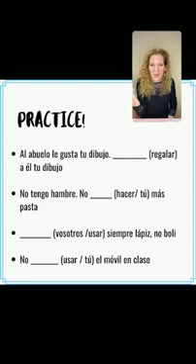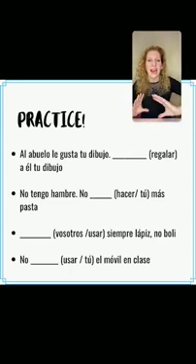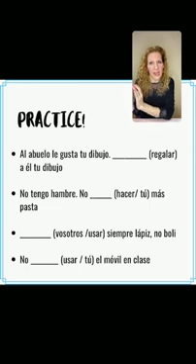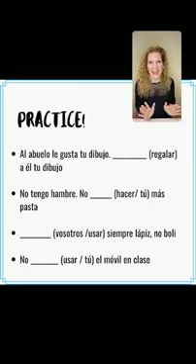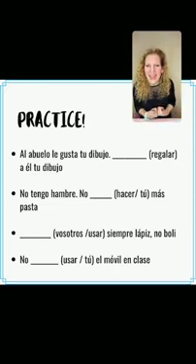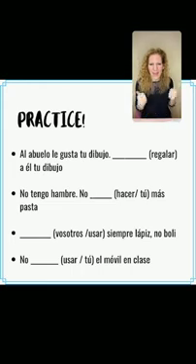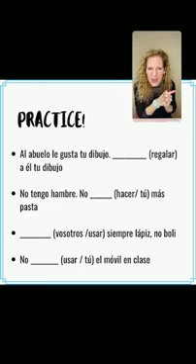Almost. Regálale, muy bien. Regálale. That's it. Okay, so remember, if I say regálale, I won't say a él. So, regálale tu dibujo. Okay, and we would say that. I put a él to make it easier for you to understand it. Regálale. Yes, that's it. Bien, muy bien. Regálale tu dibujo. Perfecto. Next one.